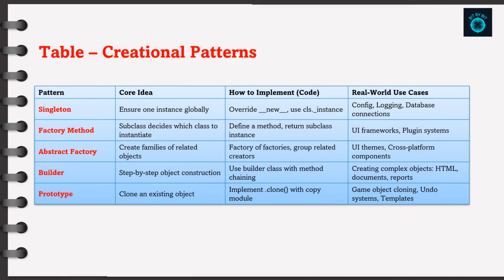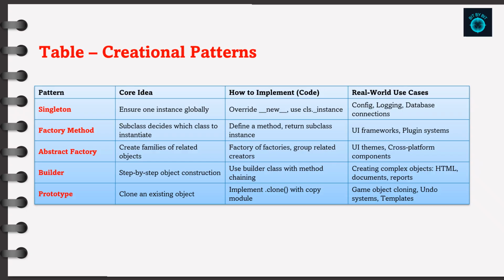Let's review the creational design patterns using this table. Each pattern solves the problem of how objects are created, especially in complex, dynamic, or large-scale systems. First, the Singleton pattern ensures that a class has only one instance and provides a global point of access to it. In Python, this is usually done by overriding the __new__ method and storing a single instance in a class-level variable like cls._instance. You'll find singletons used in configuration managers, loggers, and database connections.